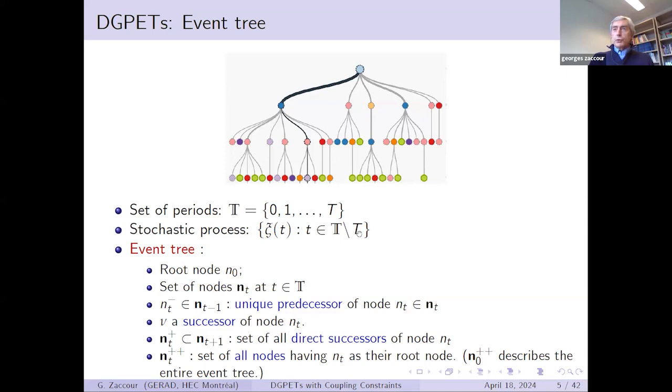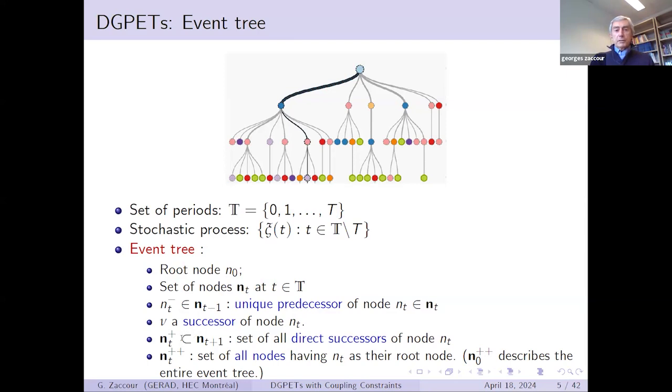As usual, when you want to describe an event tree, you need to specify the root node, and this is called n0. After that, at any instant of time, for instance at t equals 1, you have a set of nodes that are there. I will be denoting by n_t minus a node that is the predecessor of node n_t, and this is a unique predecessor. For instance, if I am at this node, this one is the n_t minus of this particular one. I will be denoting by n_u a successor of node n_t. For instance, this node is a successor of that one.